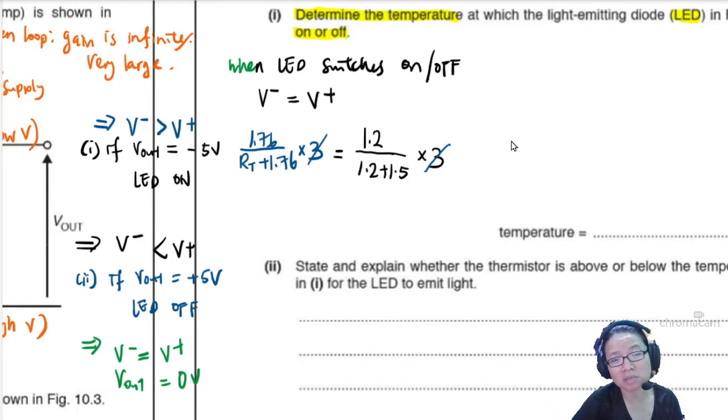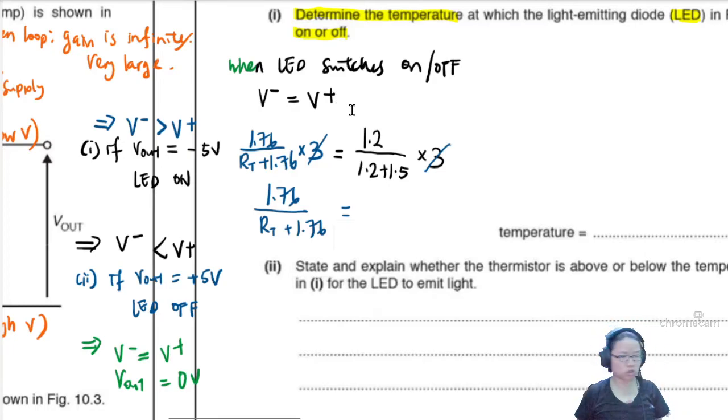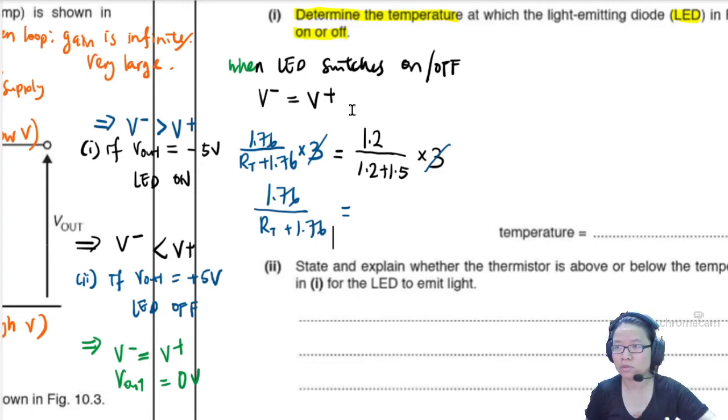Now I guess we could simplify the equation a bit. I'll put this one as 1.76 over RT plus 1.76. This one I will deal with later. I'm going to press my calculator and come up with a ratio. Let me get my calculator first. Alright, I'm back with my calculator. 1.2 divided by 1.2 plus 1.5.